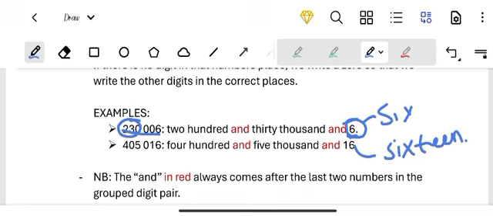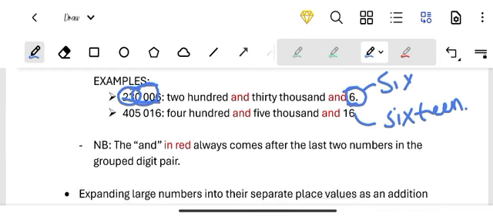230,006. Why is it like that? Because now I have those zeros there. So I have 23000 and then a 6. So my number in words is going to be 230,006. Okay, so let's check out the next one.